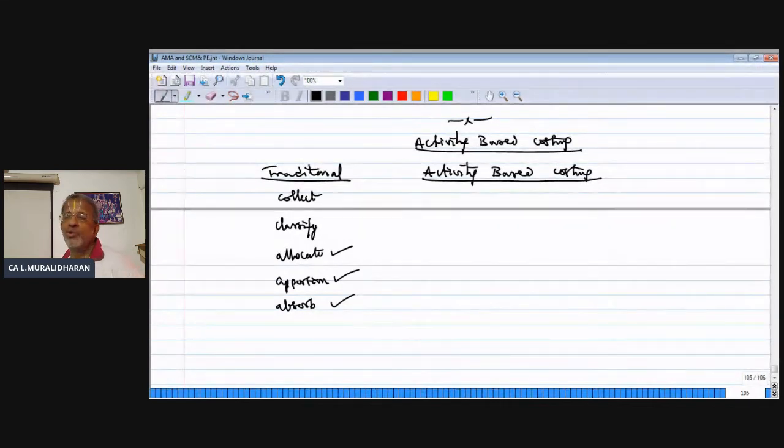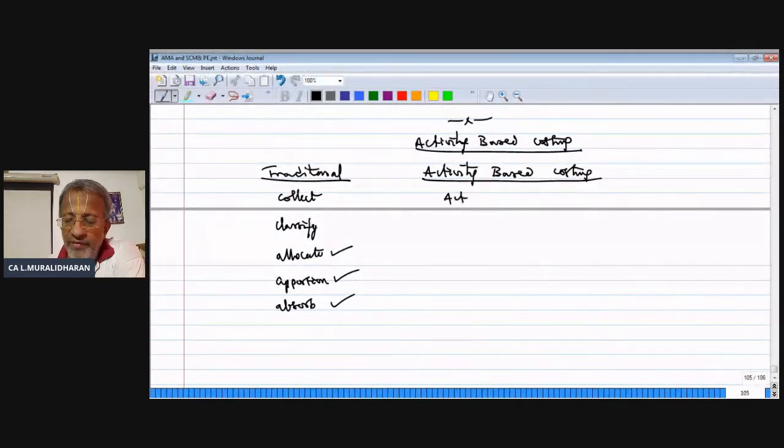Then what should we do? We should have a detailed analysis of which product has consumed which resource and in what quantity, and we are expected to book cost based on that particular rate. Therefore, we have 6 steps. What are the 6 steps that we have in the case of activity-based costing?